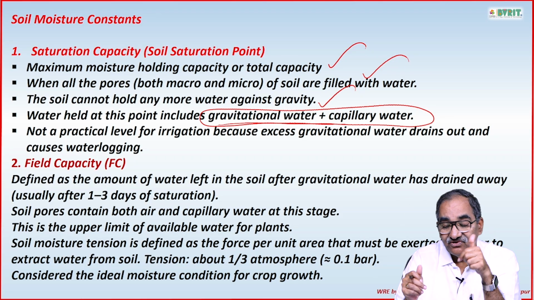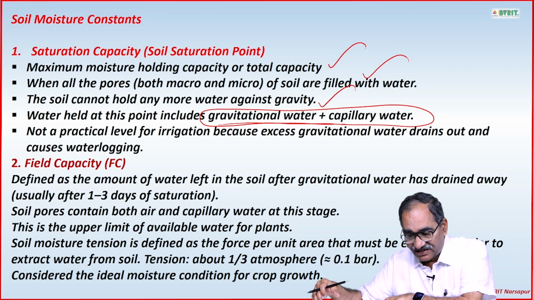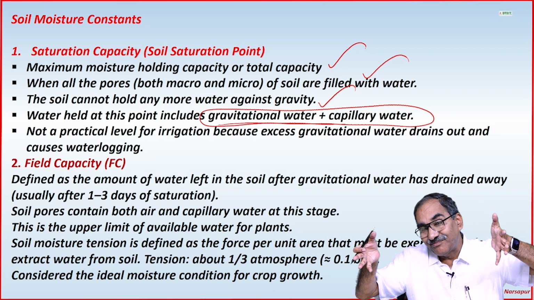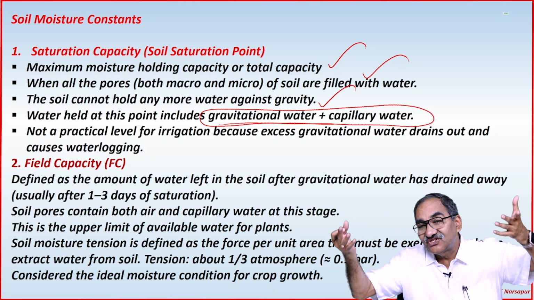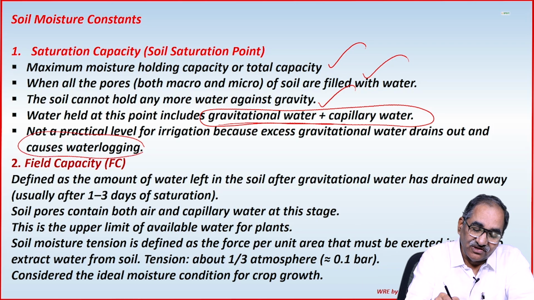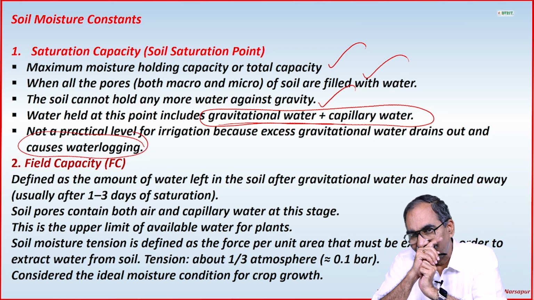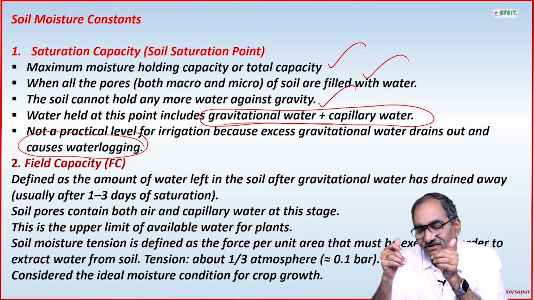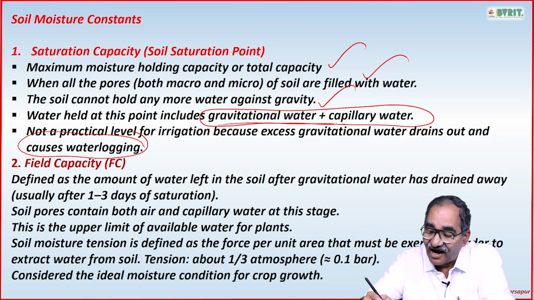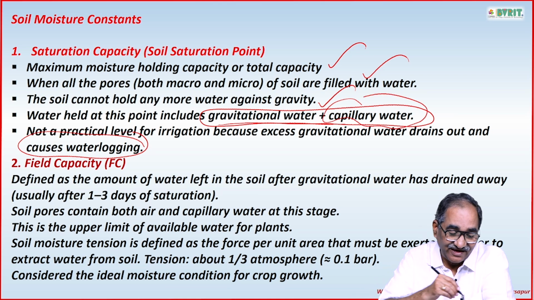Now what we need to do is, gravitational water has to be drained out. Otherwise, if the gravitational water is kept like that, the next stage is waterlogging. So in order to prevent that waterlogging, naturally we need to see that the gravitational water is drained and only capillary water remains.